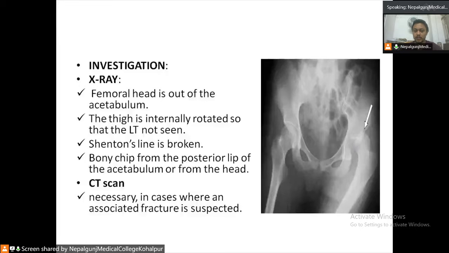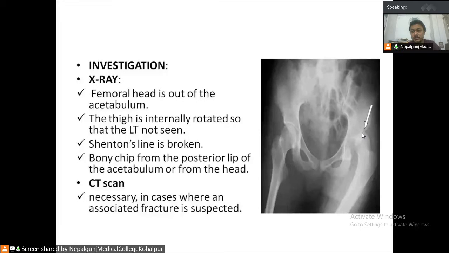The head is in front, and the limb is internally rotated. The femoral head is out of the acetabulum, and there is a bony chip from the posterior lip of the acetabulum. If you check over here, this is the anterior lip, and this is the posterior lip of the acetabulum. Here you can find a bony chip, or an avulsion fracture from the posterior lip of the acetabulum, or a portion from the head.